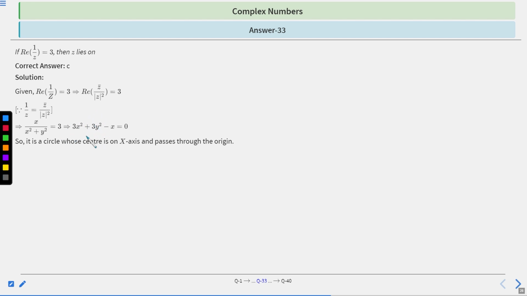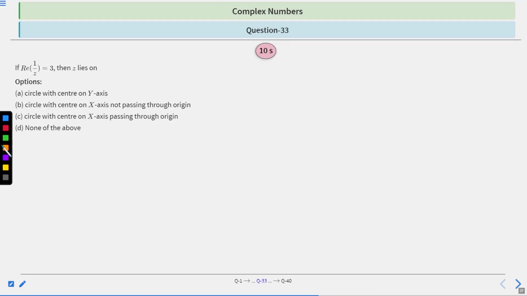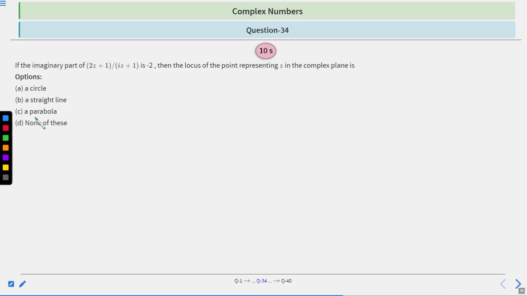Equal to 3. So after solving this, we will get 3x square plus 3y square minus x, which is basically a circle whose center is on x-axis and passes through origin, right? This circle is passing through origin. So I think option C will be the right choice. Let's move to the next question.